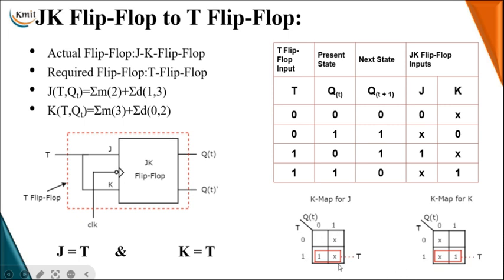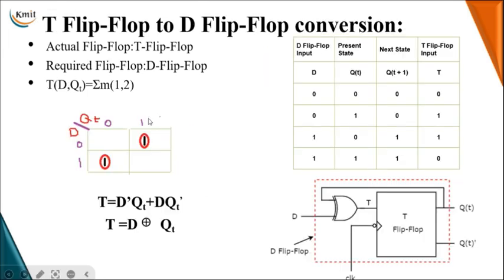Using the two-variable K-map, we can minimize the function. In order to minimize these two functions, we consider those don't cares as minterms. So here J is equal to T and K is also equal to T. Hence we have shorted the JK inputs and given them to the common input terminal, which is T. The actual flip-flop is JK, and upon shorting the J and K inputs and giving them a common input, it now behaves like a T flip-flop. So now it is converted into a T flip-flop.